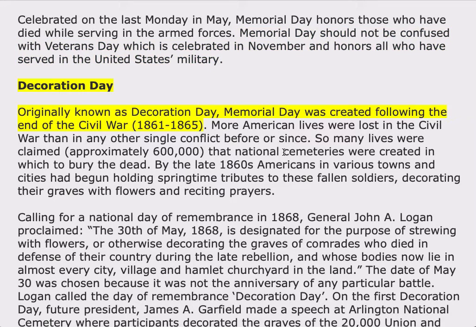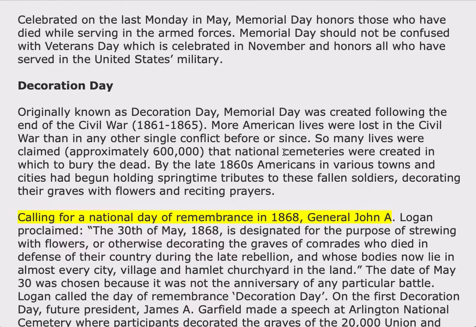Decoration Day. Originally known as Decoration Day, Memorial Day was created following the end of the Civil War, 1861 to 1865. More American lives were lost in the Civil War than in any other single conflict before or since. So many lives were claimed, approximately 600,000, that national cemeteries were created in which to bury the dead. By the late 1860s, Americans in various towns and cities had begun holding springtime tributes to these fallen soldiers, decorating their graves with flowers and reciting prayers.